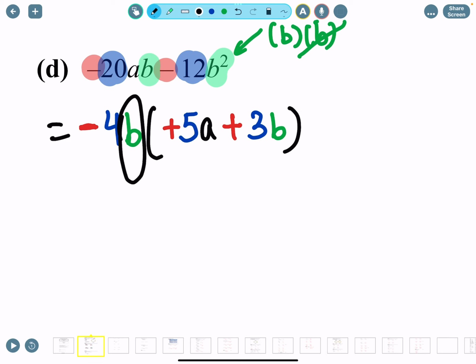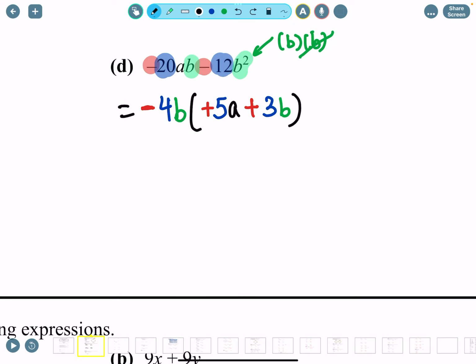We only take 1 away from like b squared. You have b left. And again, this is the factorization of this question. If you do the rainbow method again, you should be able to get the question.